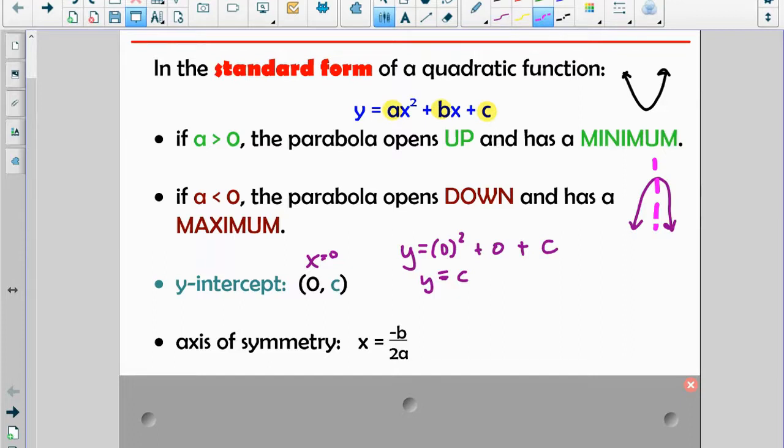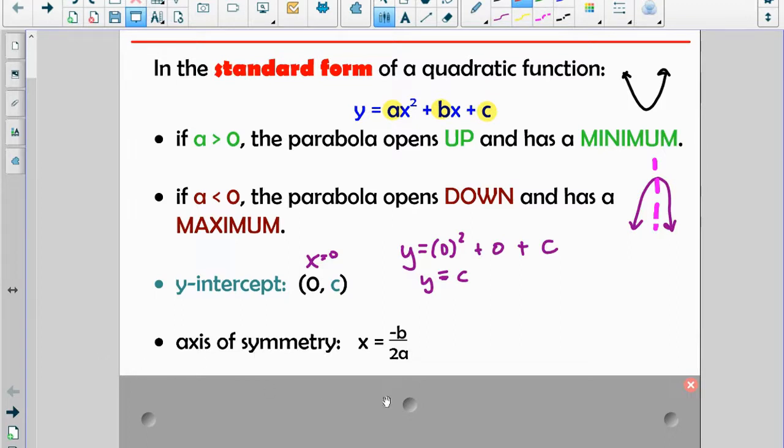Now, if we don't have the graph to go by, and all we have is this equation in standard form, we literally take the value of b, look for the opposite of that value, and put it in the numerator. And then we do 2 times whatever the value of a was in the denominator, and divide if you can divide, or write it as a fraction if you can't divide. And that is the number in our axis of symmetry equation.